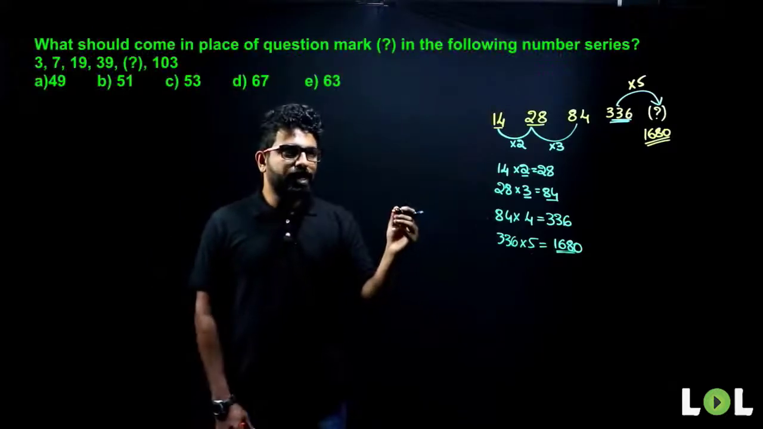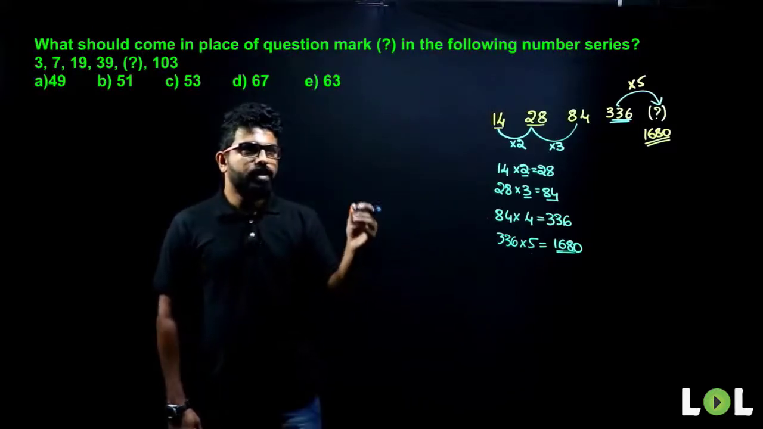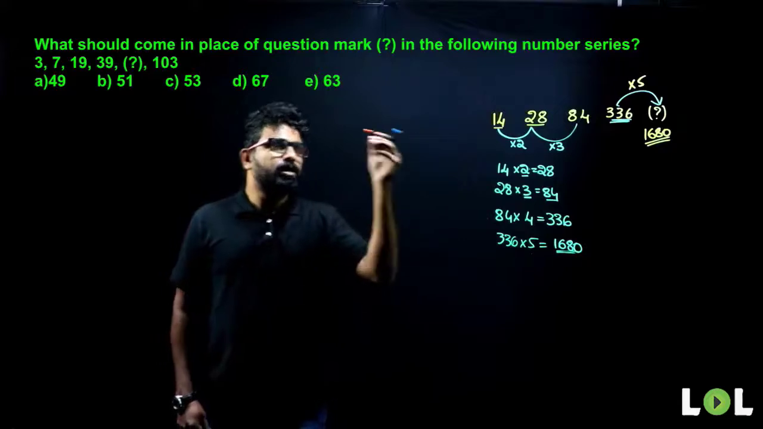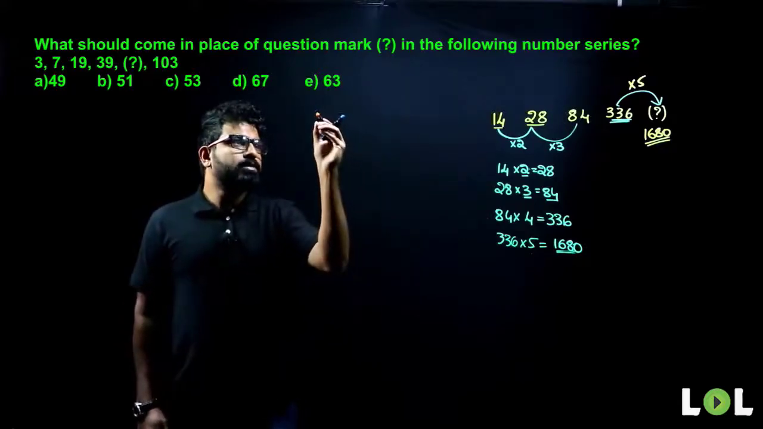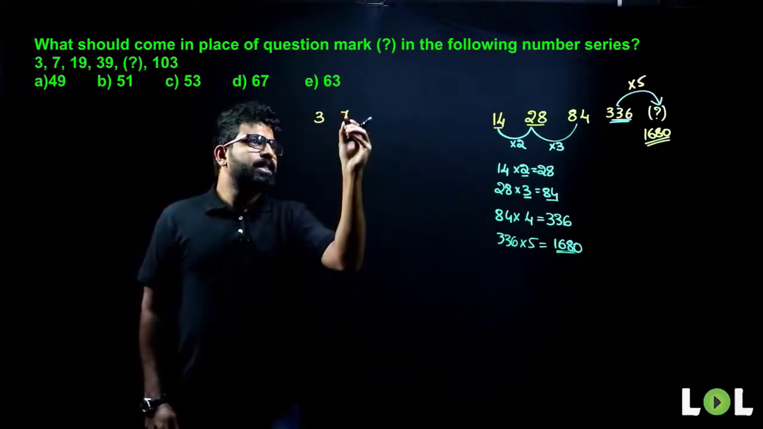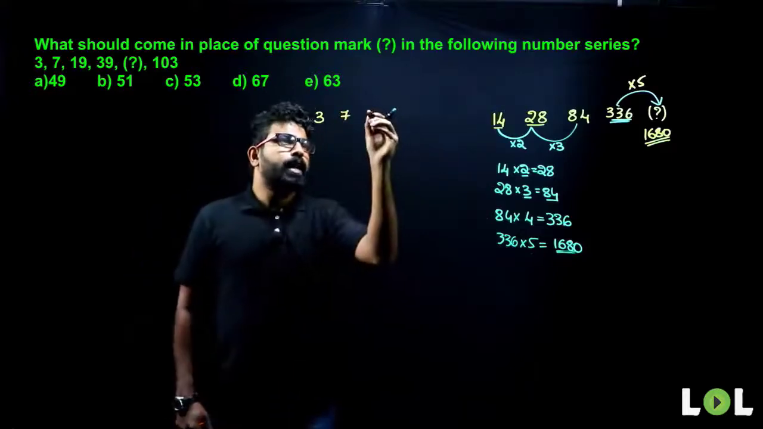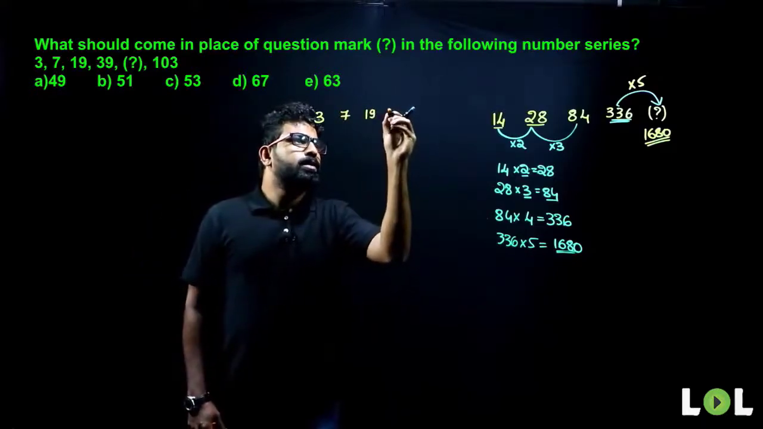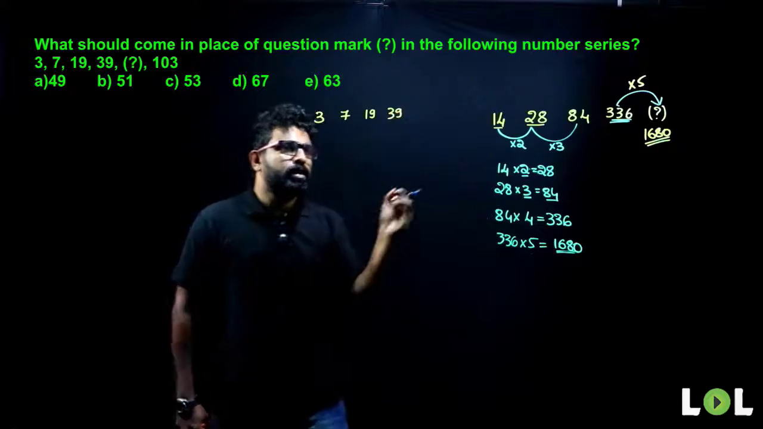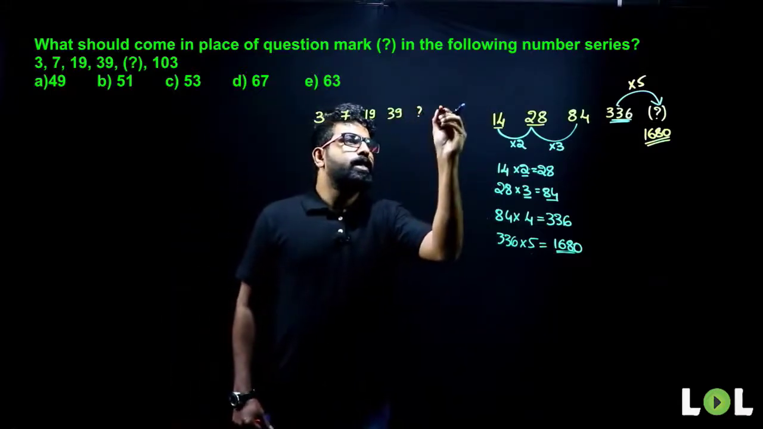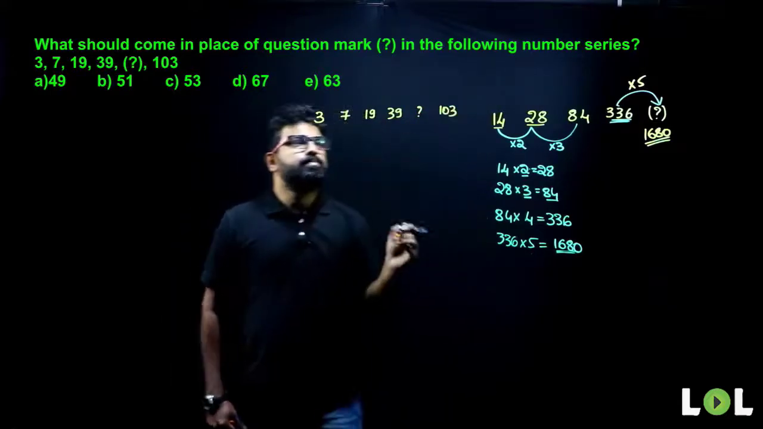So let us move on to the next question then. What's our next question here? The next series goes like this: 3, 7, 19, 39. There's a missing term here, and then there's 103.